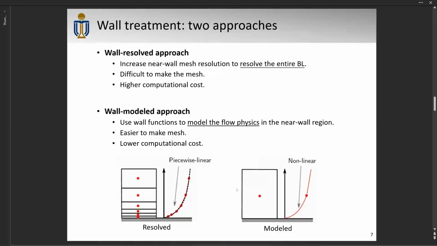So again, the whole point of this is to simplify our computational setup and use experiment results or other kind of results to model the flow physics of the boundary layer instead of actually directly calculating it. And in Lab 2, you're going to do that for the flow around the cylinder, and you're going to investigate what kind of effect or changes in the results appear.